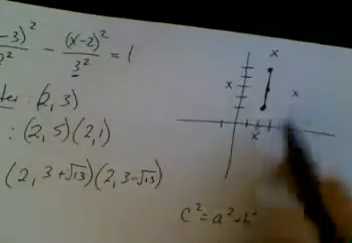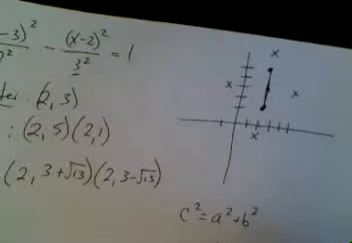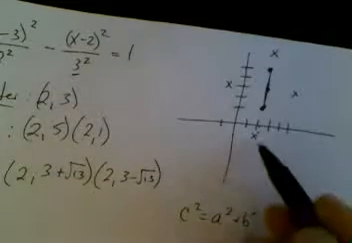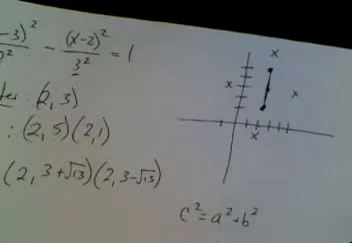Now just make sure I plotted these points correctly. Radical 13 is somewhere between 3 and 4, so 3 minus a value that's greater than 3 but less than 4 will give me a negative value. So that's an appropriate location for that foci.